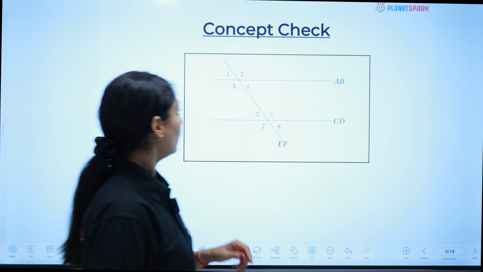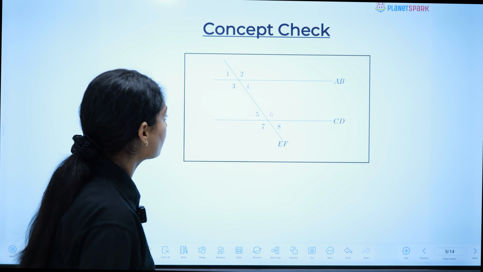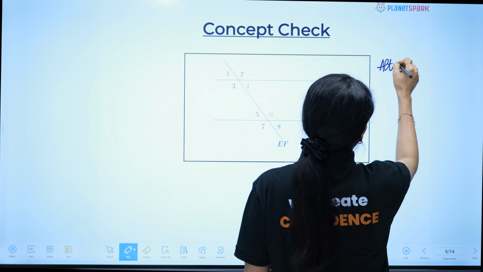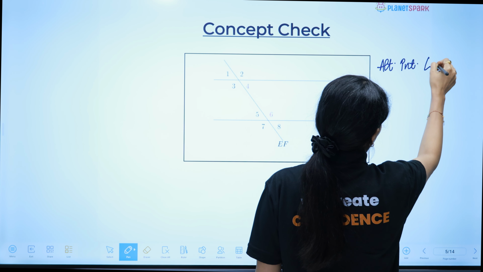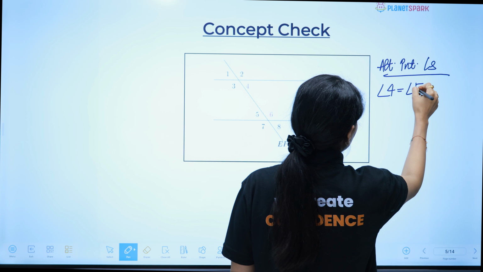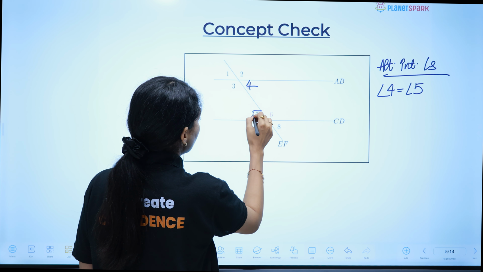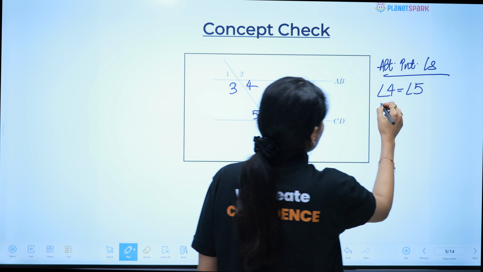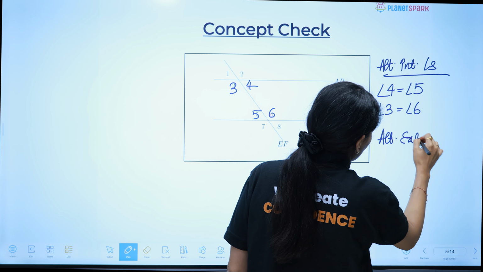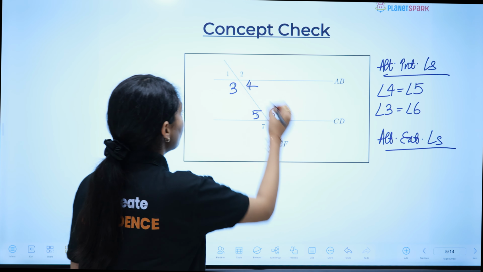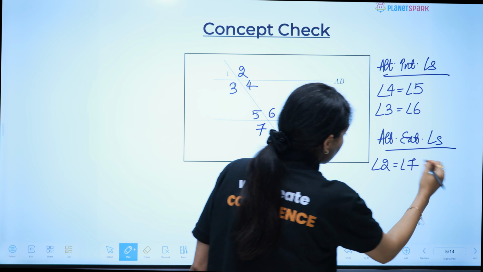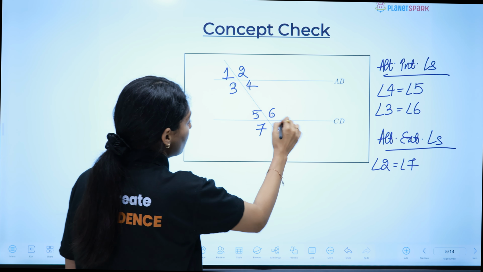Okay then. So these are the pair of angles we just learnt here. Let's write the pairs there just to be clear. So first of all, alternate interior angles. Okay, so I can say angle 4 and angle 5. Right? This is 4, this is 5. Then angle 3 and 6. Now alternate exterior angles, right? So we have 2 and 7. Angle 2 is equal to angle 7 and 1 is equal to 8.